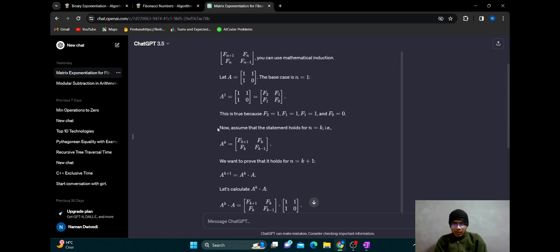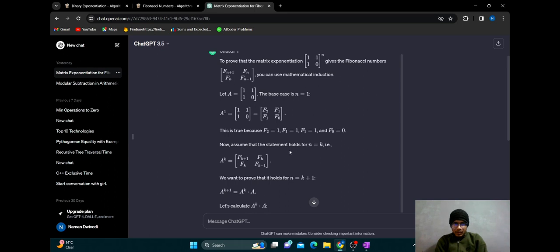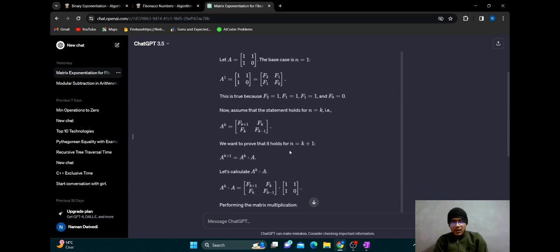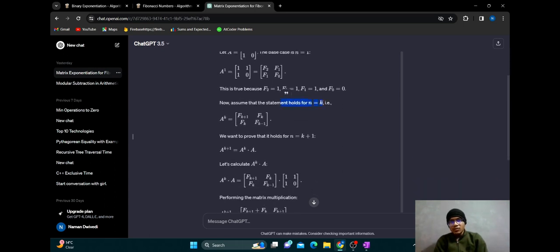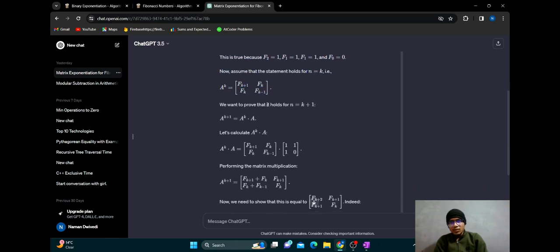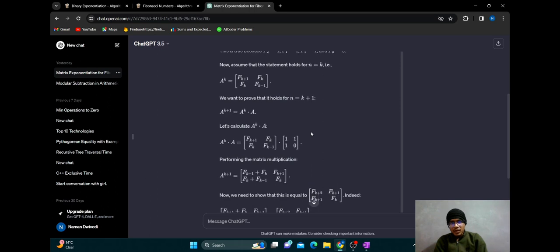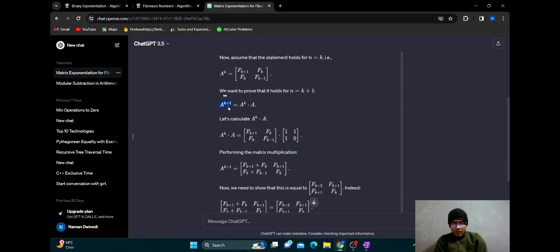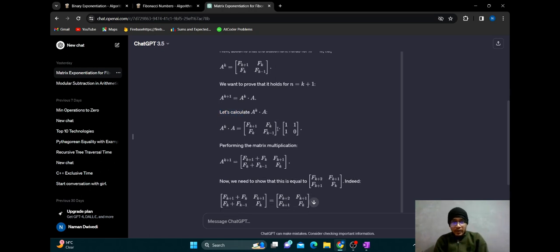Now assume that it is just the mathematical induction theorem, nothing else. Assume that the statement holds for n equal to k, so it will be like this, and you want to prove that it holds for n equal to k plus 1. So what is A of k plus 1? It equals A of k dot A. So in this you have to multiply the two matrices.